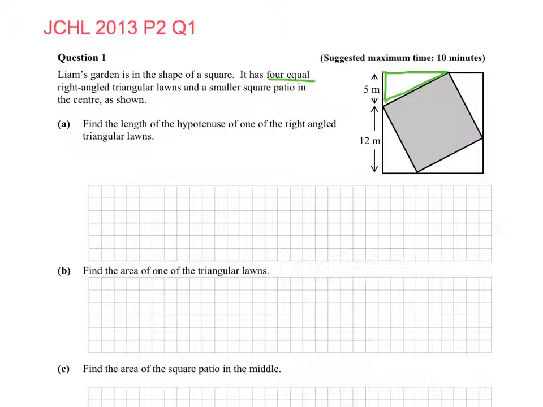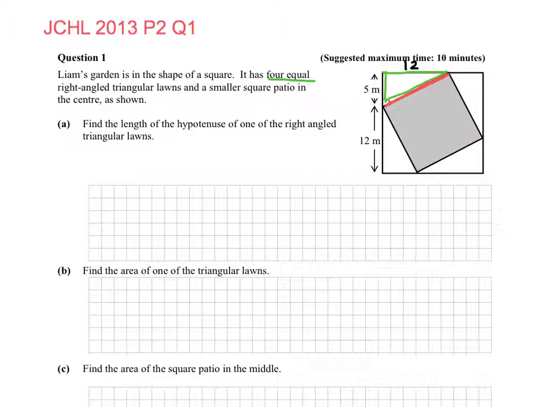They tell us that they're equal, and the very first bit is we're asked to work out the length of the hypotenuse of one of the right angle triangles. So we have a right angle triangle with lengths of 5 and 12. It's the same as this side here. They're equal, they're congruent triangles, so this is 12 as well. And so we can just use Pythagoras' theorem.